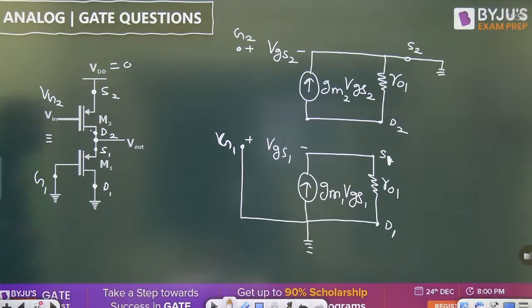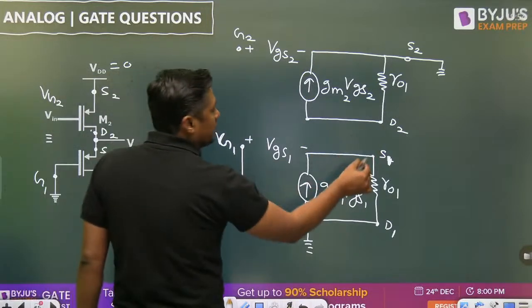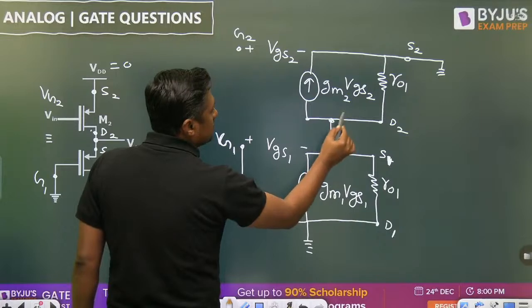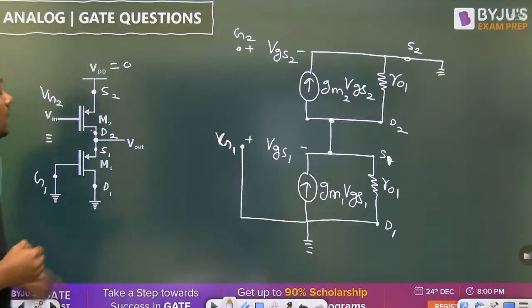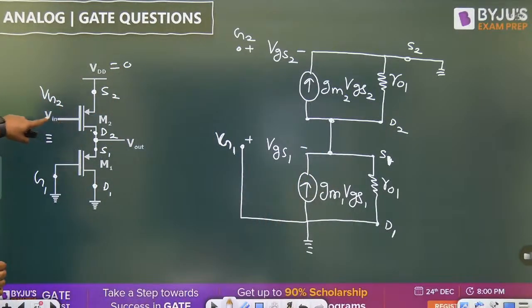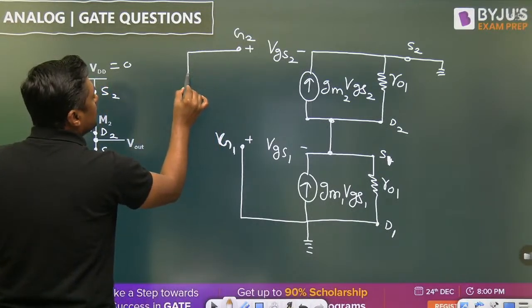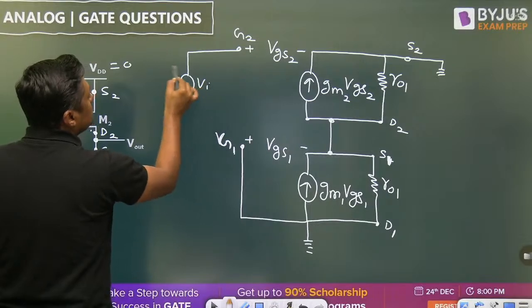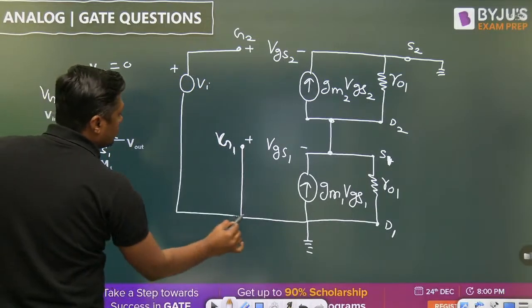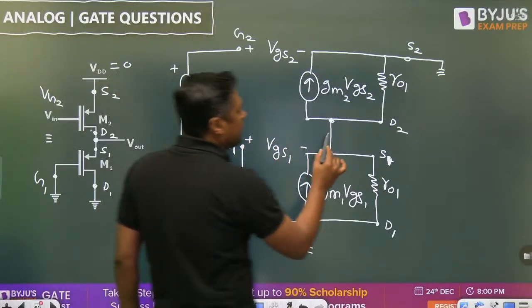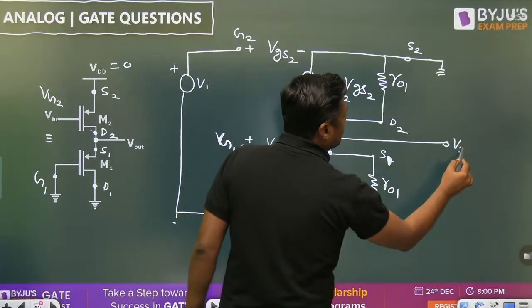D2 is connected to S1. This is the D2, connected to what? S1. You can connect here. Now what about the Vi? Vi is connected to VG2 with respect to ground. So here you can connect Vi with respect to ground. No problem. You can make it like this. Where is the output? From the D2 terminal we are taking the output. This is the D2 and S1. Here we are getting the output.